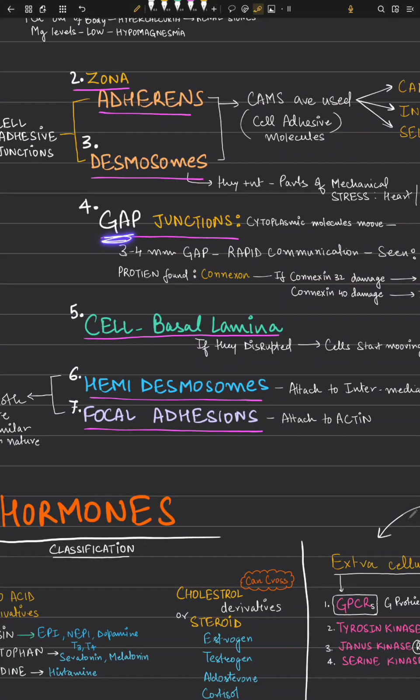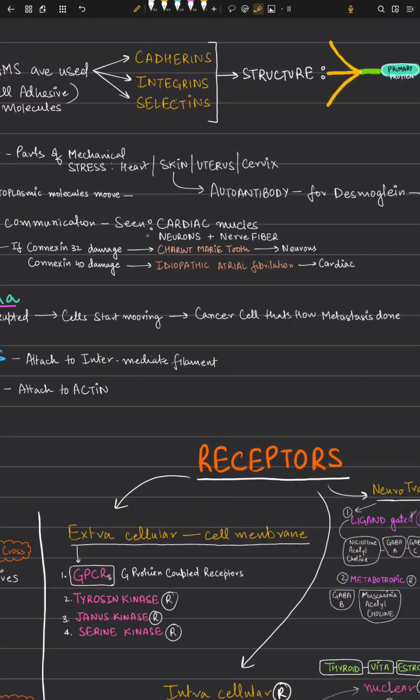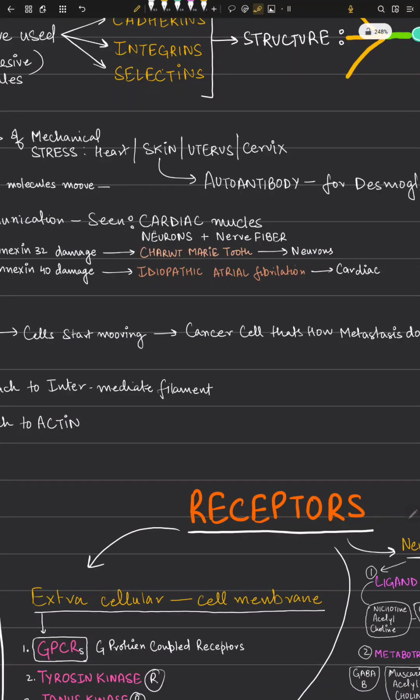Cool. Gap junction. There is gap between two cells. Gap junction. Cytoplasmic molecules move from one cell to another via the gaps, and these gaps are really fast. So the speed I'm talking about, okay, this is the gap, 3 to 4 mm gap. That's it. They are really close, 3 to 4 mm. This is rapid communication. Seen where we need rapid communication. We need rapid communication in cardiac muscles. We need them in neurons. We need them in nerve fibers.